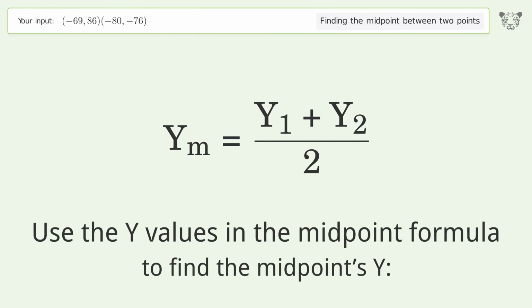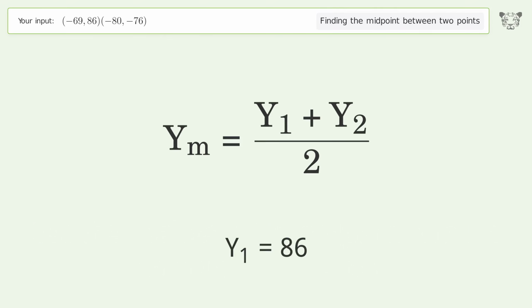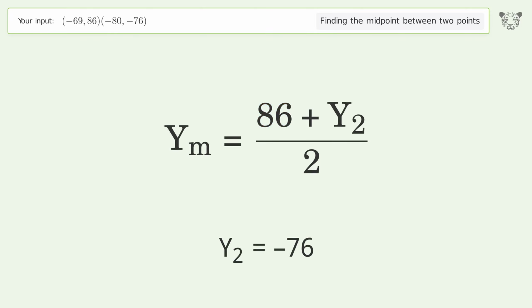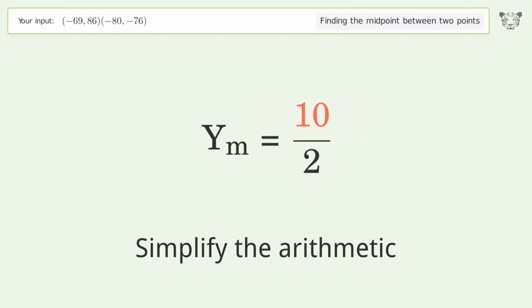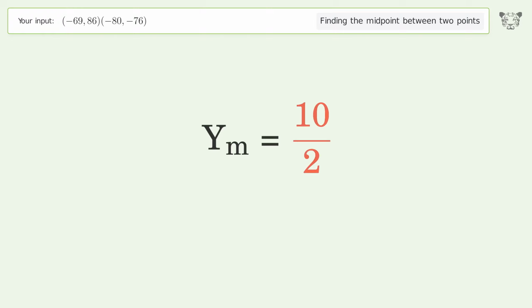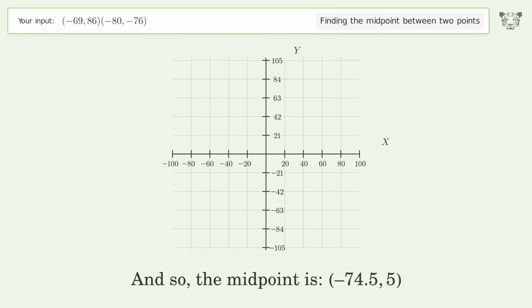Use the y values in the midpoint formula to find the midpoint's y. y1 equals 86. y2 equals negative 76. Simplify the arithmetic. And so, the midpoint is negative 74.55.